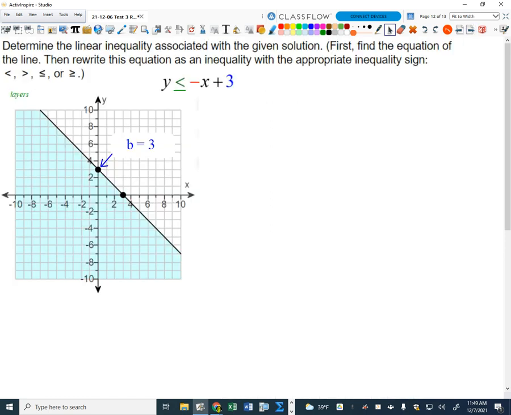All right, what about this one then? This one, we're working backwards. This time you're given the graph and you have to write the inequality, right? So this isn't here yet. This is what you have to come up with. So let's look at the steps required to get there.